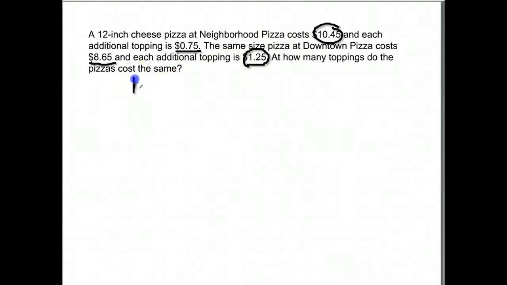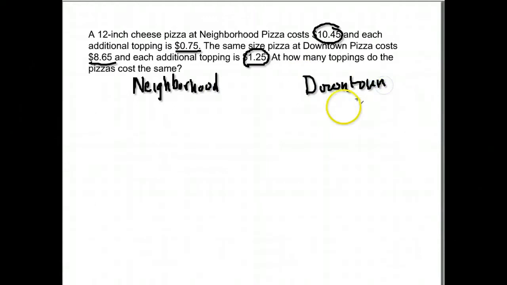So we have two different pizza stores here. We have Neighborhood and we have Downtown. Let's compare the price of a pizza. So at Neighborhood Pizza, you start by paying $10.45 just to order the pizza, plus you pay 75 cents for each topping. I'm going to call it T.